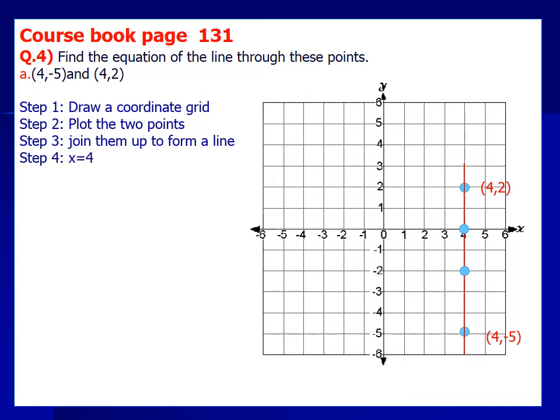The line x equal 4 is perpendicular to the x-axis and passes through the 4 on the x-axis. See, the value of x is constant. All the time on this line it's 4, while the value of y takes different values.